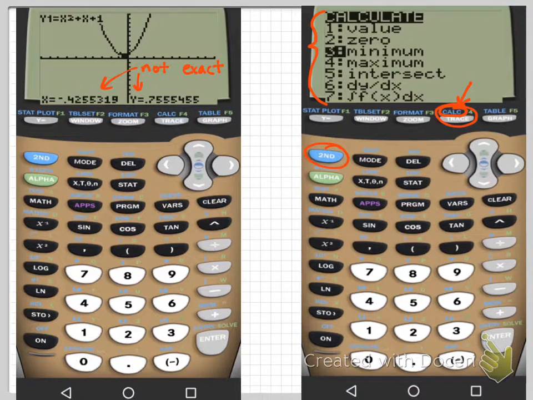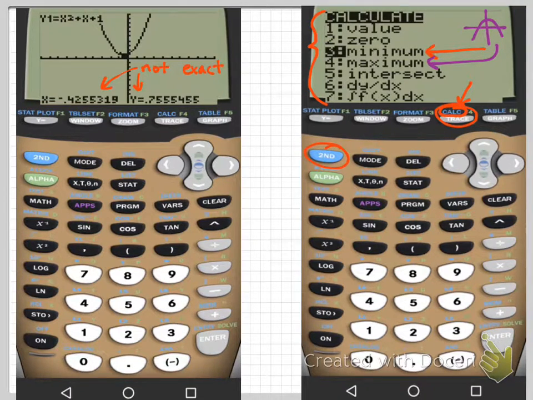And then you'll get to the calculate menu, and you'll get a menu that looks like this on the right here. Notice we have value, zero, minimum, and maximum, and intersect, and we will use all of those at some point. But notice we need to use the minimum because our parabola is concave up. If the parabola were concave down, like that purple graph right there, then we would use the maximum. So this is how you do maximum or minimum.